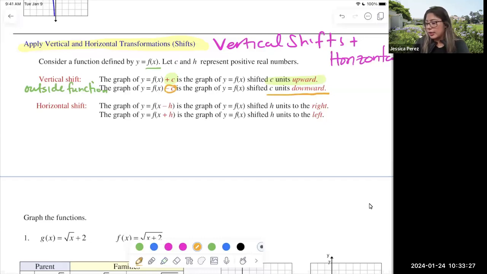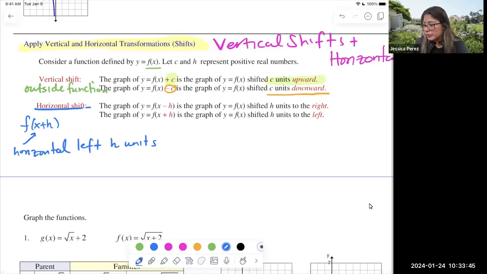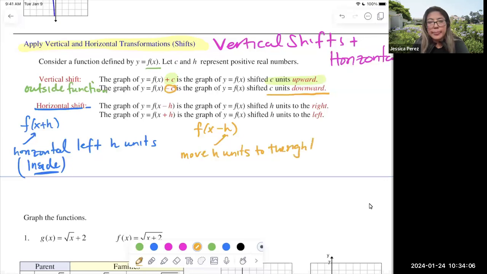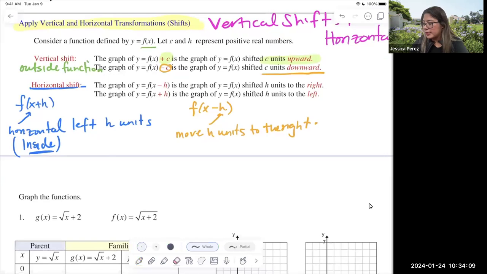It's outside the function. Now what happens if you have a horizontal shift? Now it's going to occur inside. This h is a horizontal shift to the left, h units. And then notice how the h is on the inside of the function. And then of course, f of x minus h, you move h units to the right side. Let me fix that.